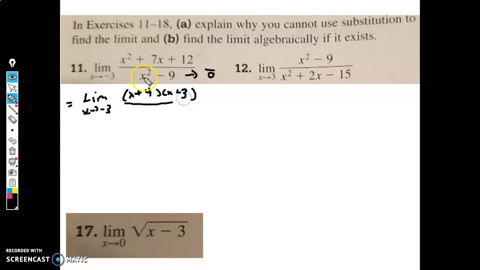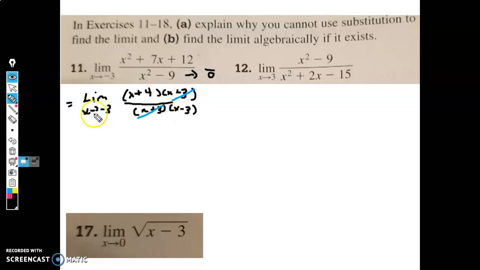All right, now in the denominator, x squared minus 9 is going to give you x plus 3 and x minus 3. Cool beans there. Alright, so guess what? These x plus 3's cancel out like so.